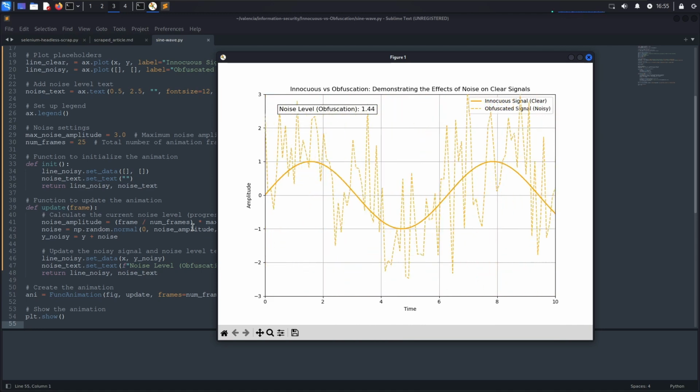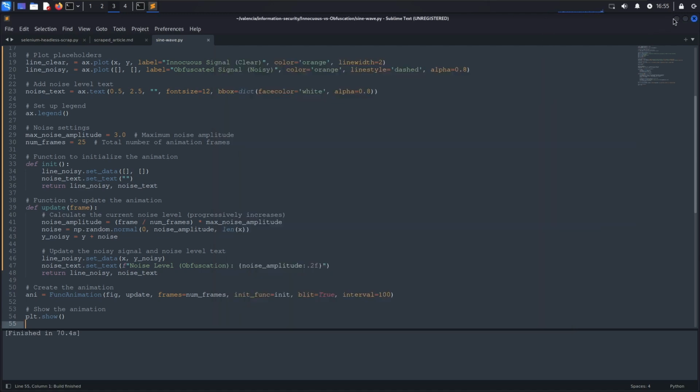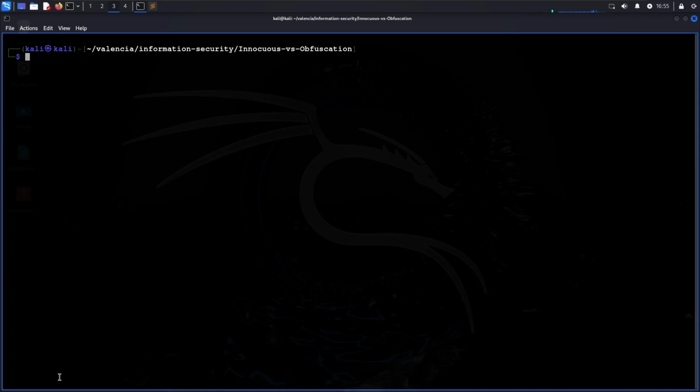Innocuous represents a baseline or normal behavior in network monitoring. It is crucial for detecting anomalies when deviations from innocuous behavior occur. It forms the foundation for intrusion detection systems, IDS, and security event analysis.